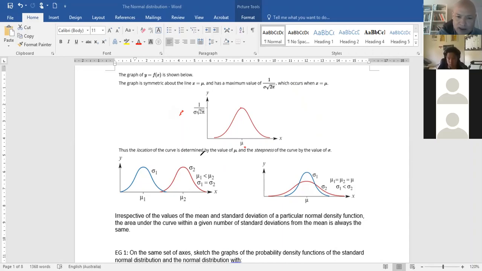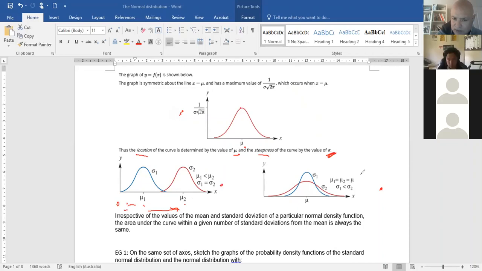So we know that the location of the curve is determined by the mean. Of course, the higher the mean, the bigger it's going to go from the zero value. The lower the mean, the closer it's going to go to the zero value. And the steepness is determined by the standard deviation. Okay, these two are equal. Standard deviations are equal. But have a look at this second one over here.